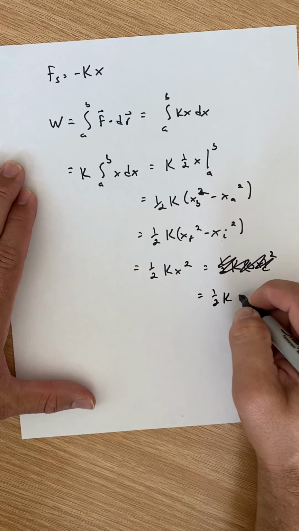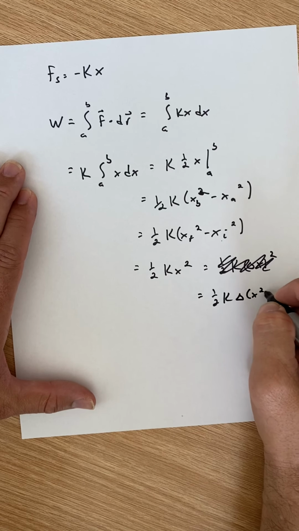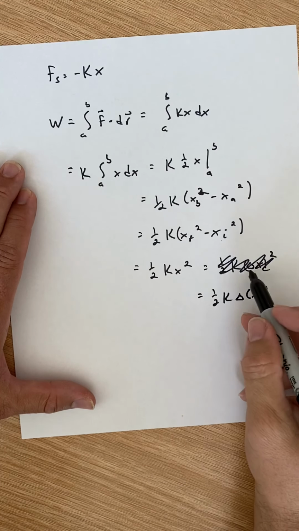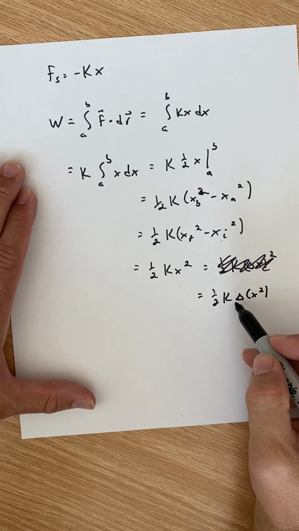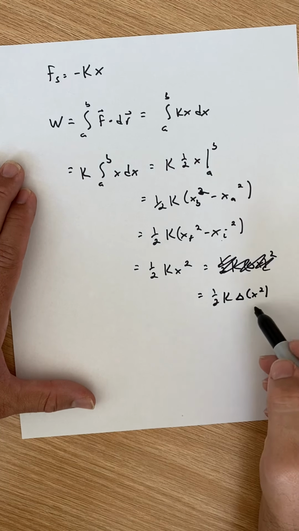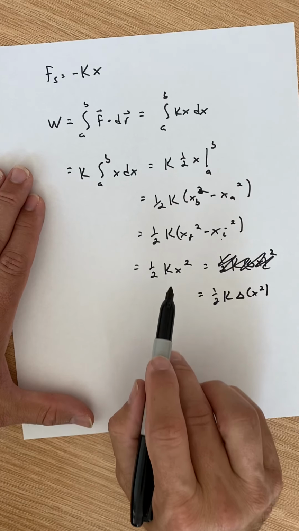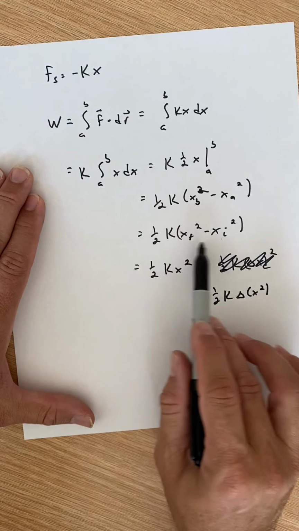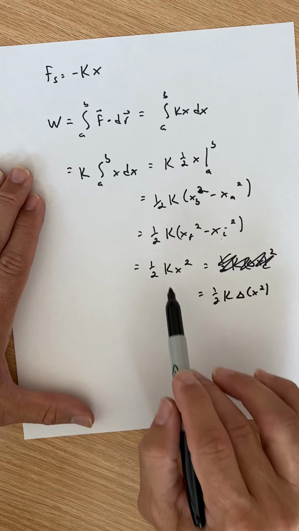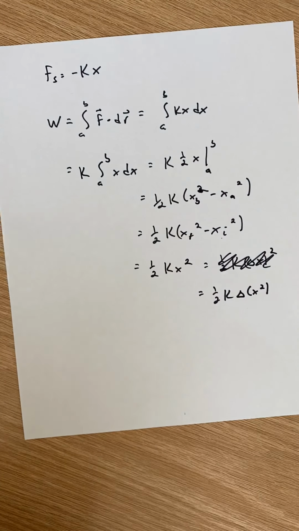Sometimes you'll see it written as 1/2 k delta of x squared. I don't normally write it like this, but occasionally you will see this written. I usually stick with this, and if we need it, I'll go back here. But this is the work done by a spring.